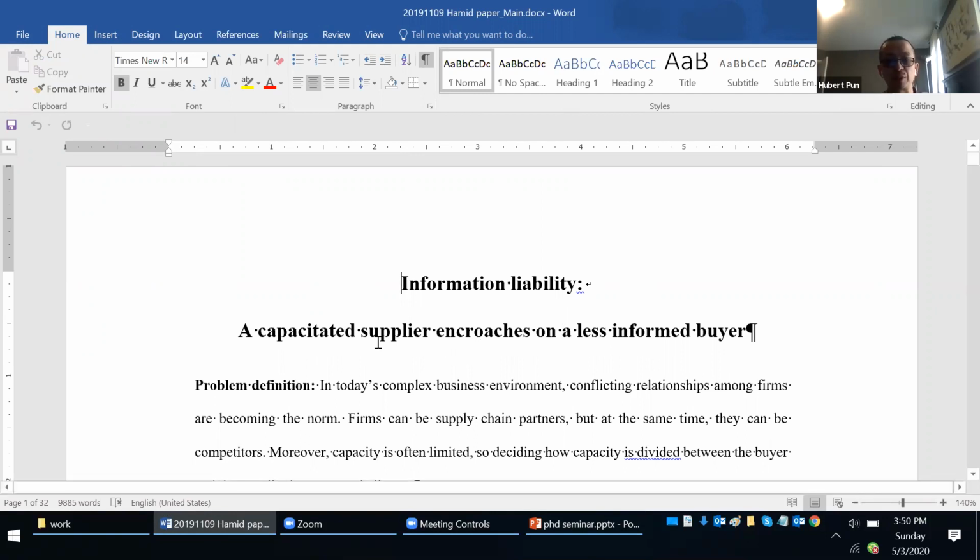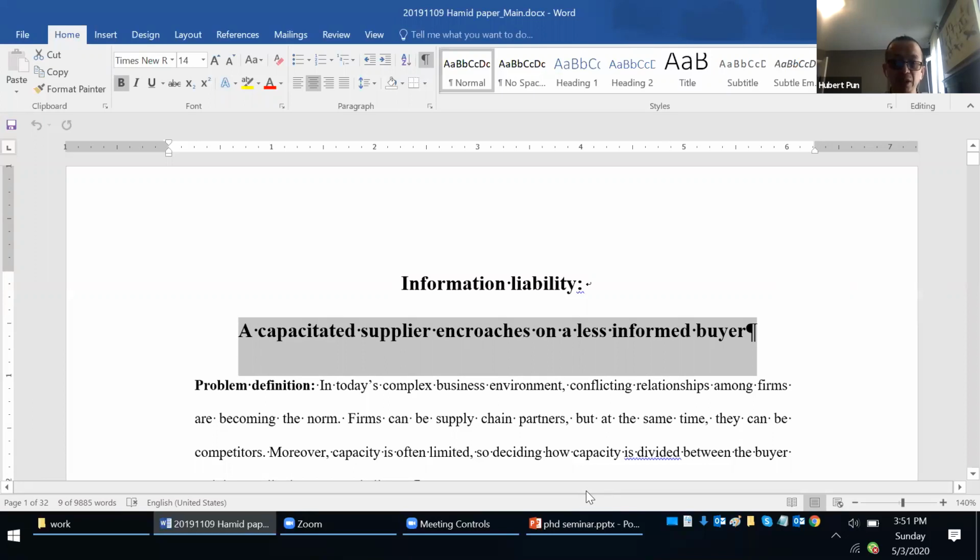So let me explain how I came up with the title. First, I know that there are three key features about my paper: supplier encroachment, capacity constraint, and information asymmetry. Therefore, I came up with the title, "A Capacitated Supplier Encroaches on a Less Informed Buyer." This basically captures all the important things concerning this paper.